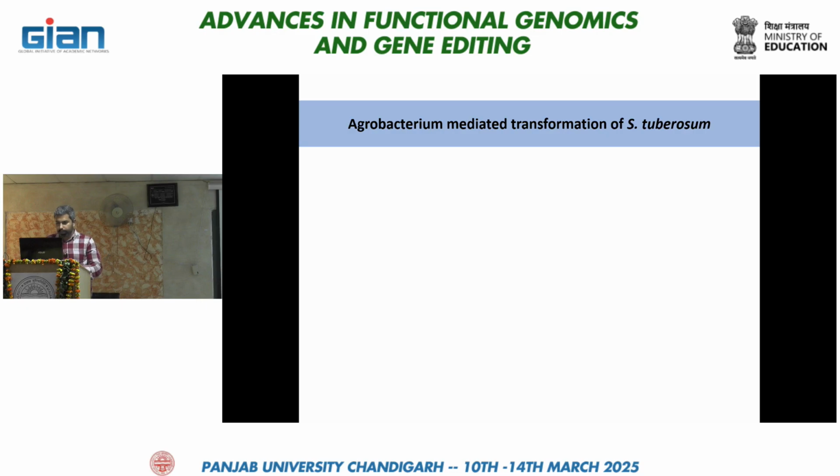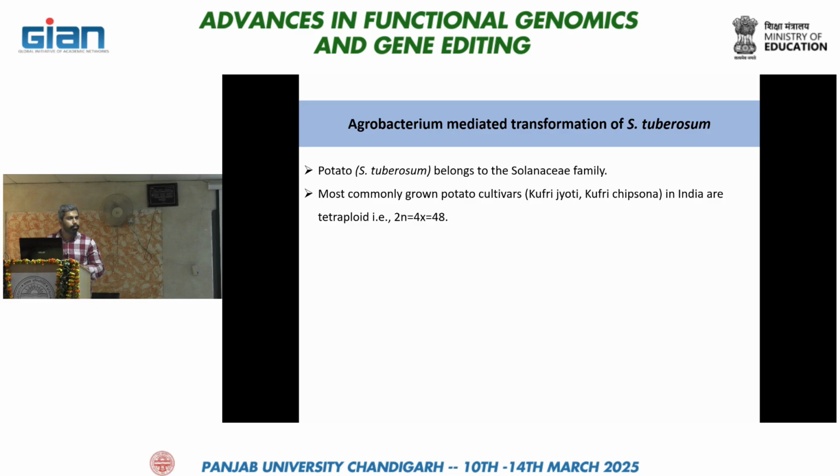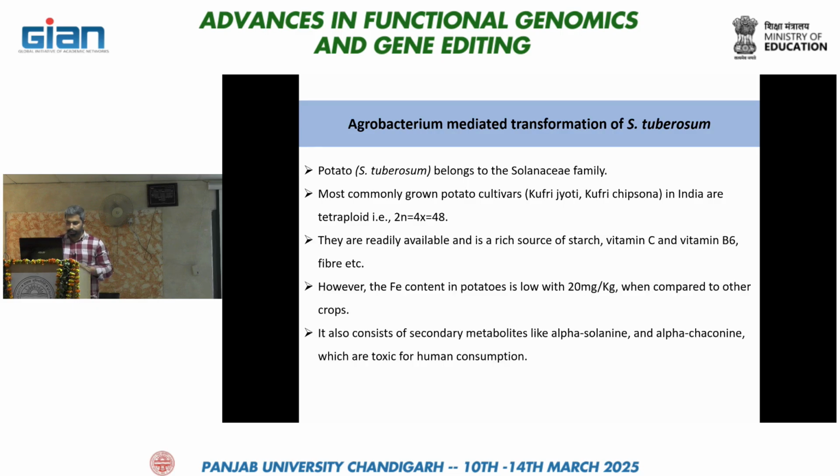As I am going to tell you about the transformation in potato, let me quickly tell you a few points about potato. It belongs to the Solanaceae family, as those of you who are working in the field of plants know, and it is a tetraploid with a genome of 2n equals 4x equals 48. They are readily available and a rich source of starch, vitamin C, vitamin B6, fiber, etc. Despite this, they have a low concentration of iron, 20 mg per kg, which is comparatively low when compared to other crops.